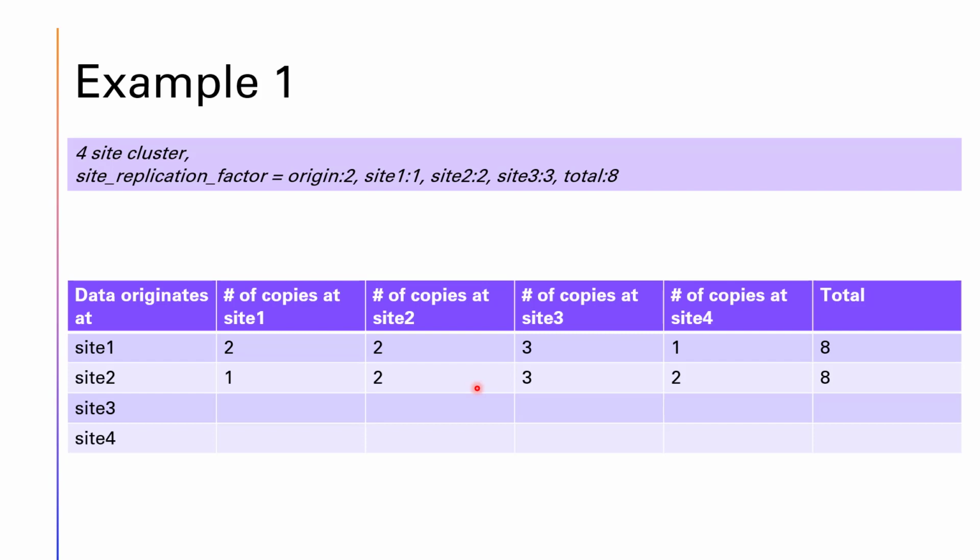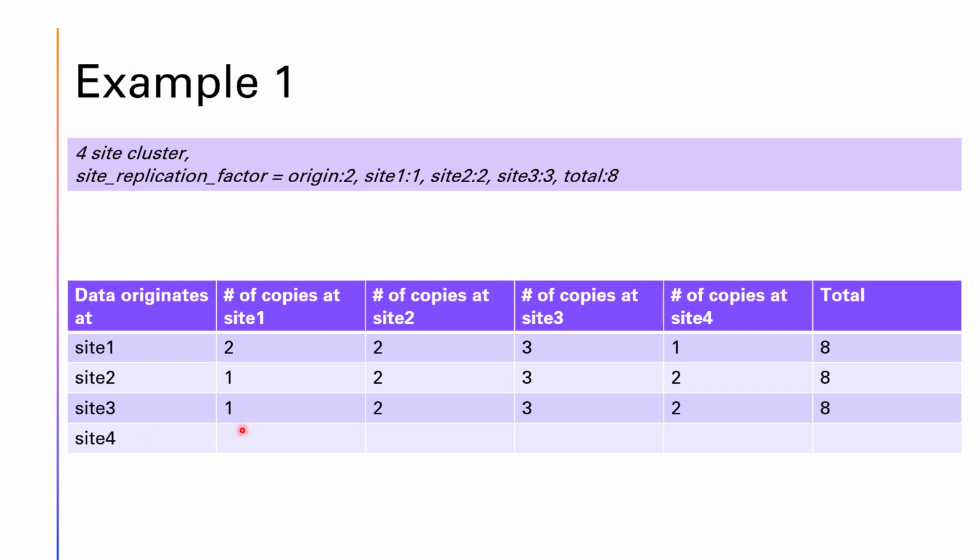Okay, now when site 3 is becoming the originator, for site 3 we have said 3, origin is 2. As I said, there is a rule that when there is a conflict, it will take the greater one. So that's why my site 3 will get 3 copies of the data. And similarly site 1 will get 1, site 2 will get 2 according to this config, and as total is 8, site 4 will again get 2 copies when the data originates from site 3.